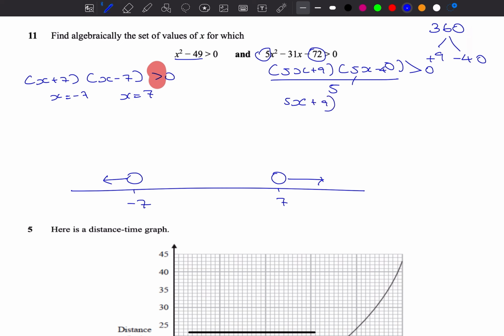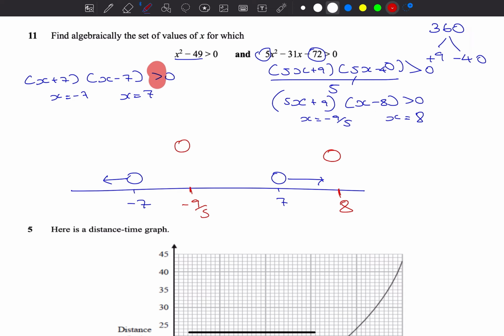5x plus 9, x minus 8. x is minus 9 over 5, and x is positive 8. Positive 8 is here, circle, I'm going to put it on top. Minus 9 over 5, minus 1.8 something, roughly here. Circle. And look at the way it points. Imagine it pointed that way, it would do this. You can't. It's pointing outwards, so it kind of does that.